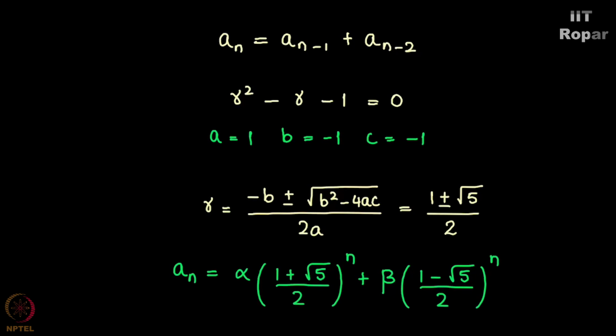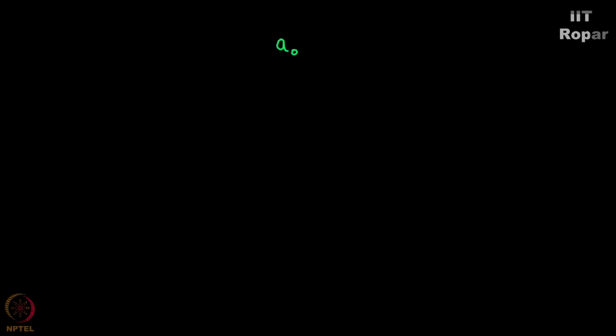What is this alpha and beta? Now look at this. What is A0? In Fibonacci sequence, A0 is 0. But A0 in this equation happens to be alpha plus beta. Correct? When you put n equals 0, these terms become 1 and you are left with alpha plus beta. So A0 equals alpha plus beta, which is equal to 0.